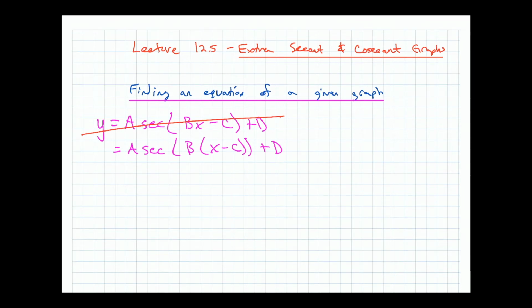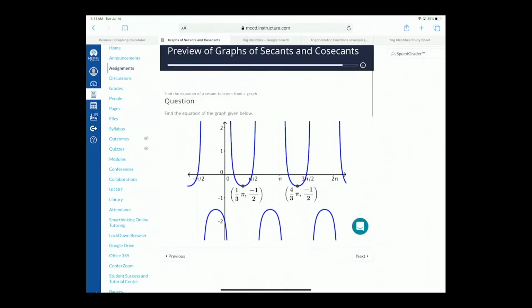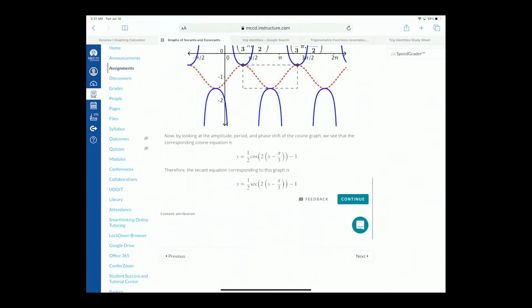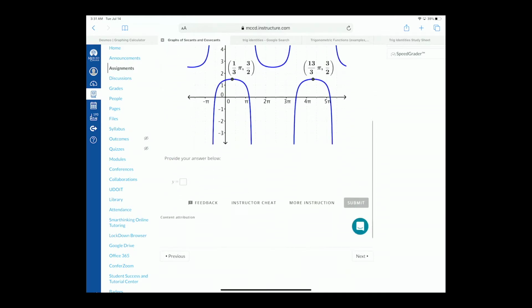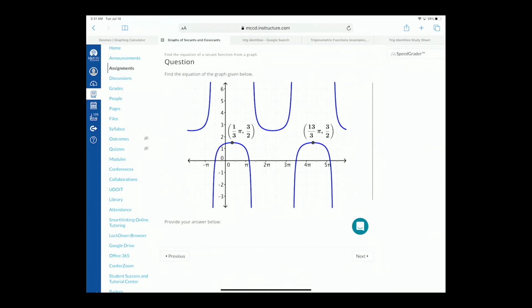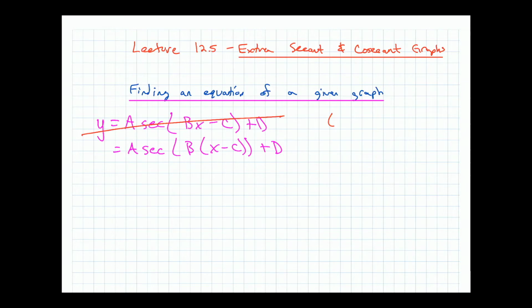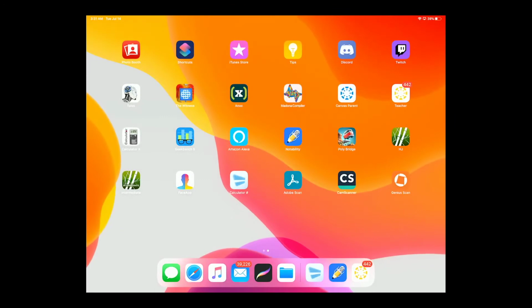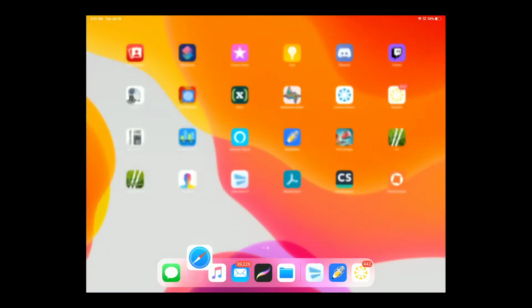Okay, so I've got a problem over here, and this is the one we're going to try. Let me type it in. Yeah, that's secant. Okay, so we'll do this one. We've got a point on here that we can see: 1/3 pi, 3/2. I'm just going to write that. And the other one was 13/3 pi.